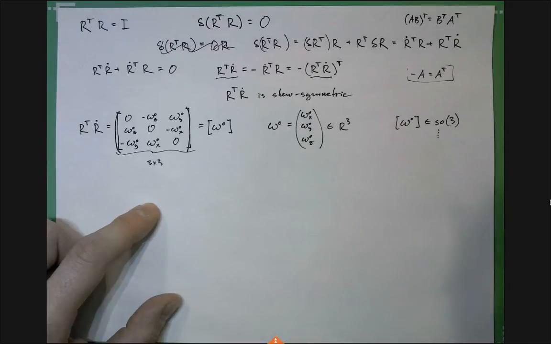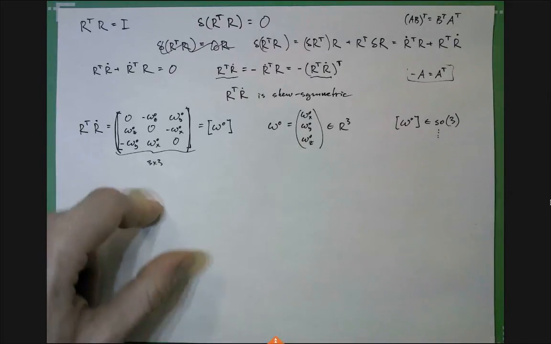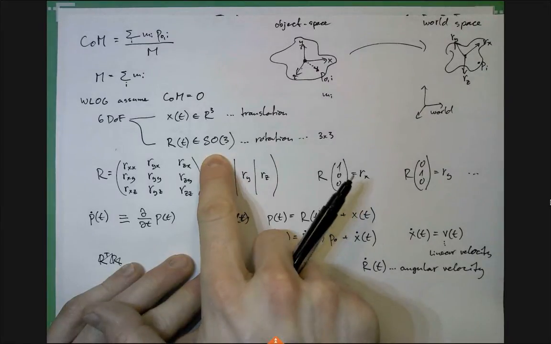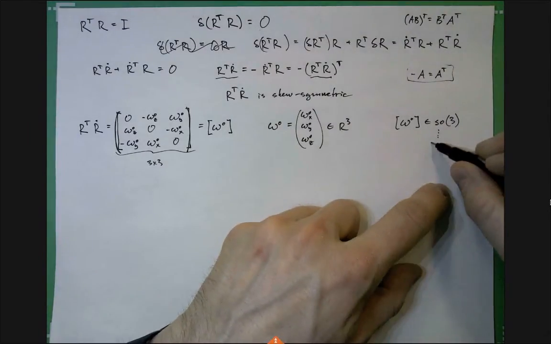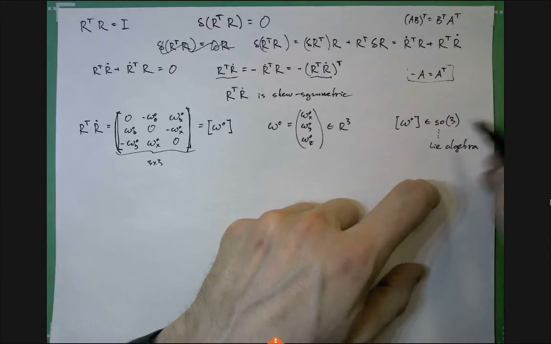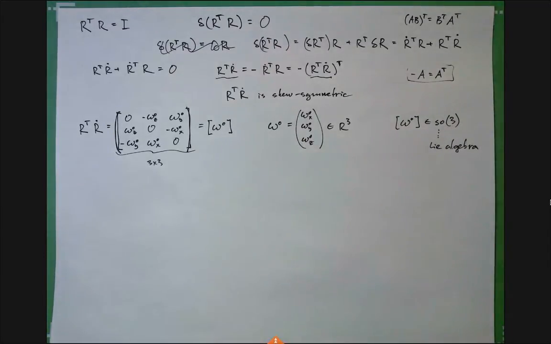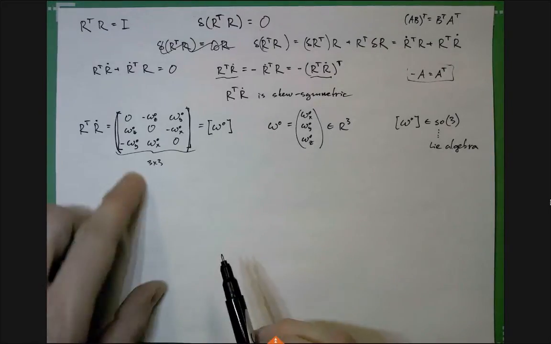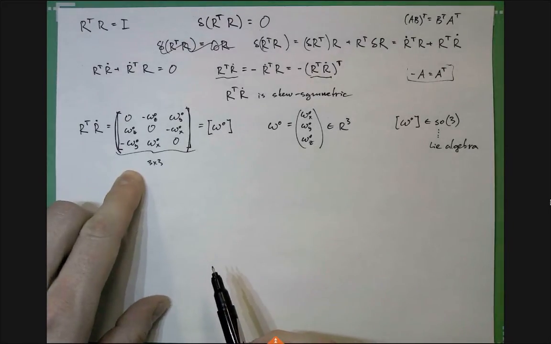I don't know if you heard about this. Here we had the uppercase SO3, right? This was the Lie group of rotations. And the lowercase so3 is the Lie algebra corresponding to the Lie group uppercase SO3. If you don't know the basics of group theory, then just ignore that. It's not that important. Everybody okay with that?